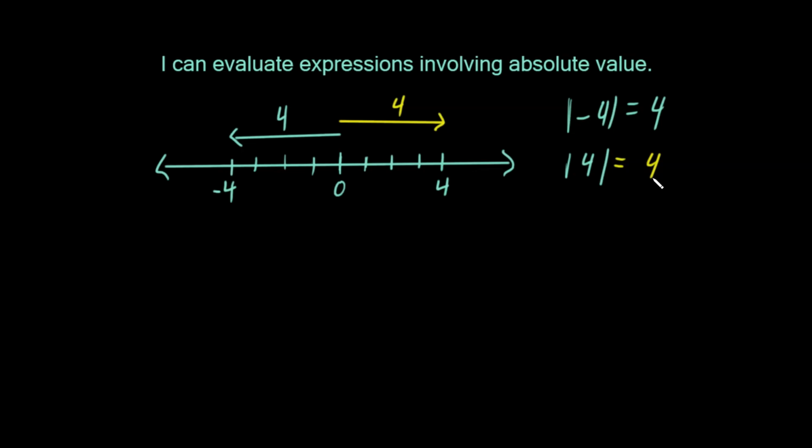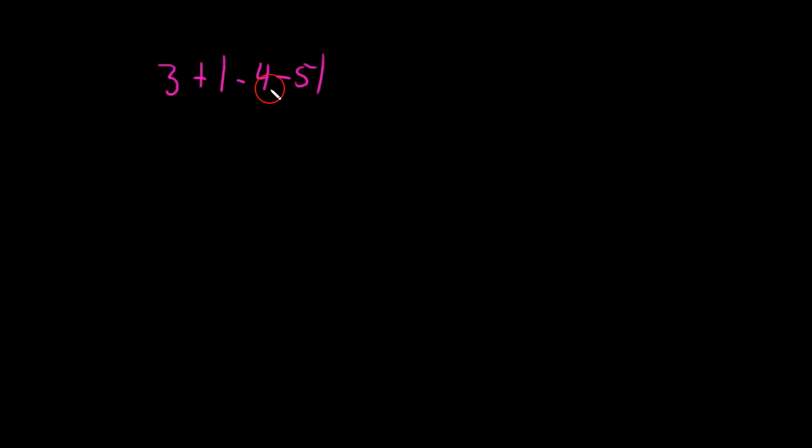Okay, so now let's get into evaluating some expressions involving absolute value. Let's look at this expression right here. We're given 3 plus the absolute value of -4 minus 5. According to our order of operations, the first thing we need to do is the work inside of the absolute value. So we're just going to bring this first part down. We're not going to do anything with that.